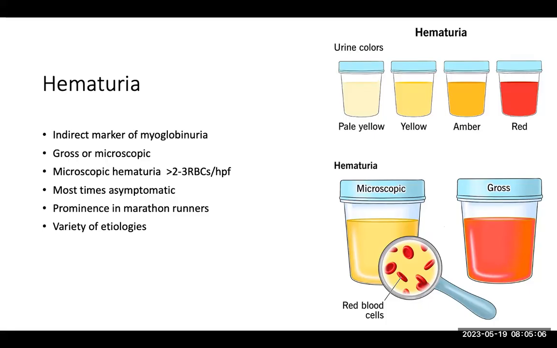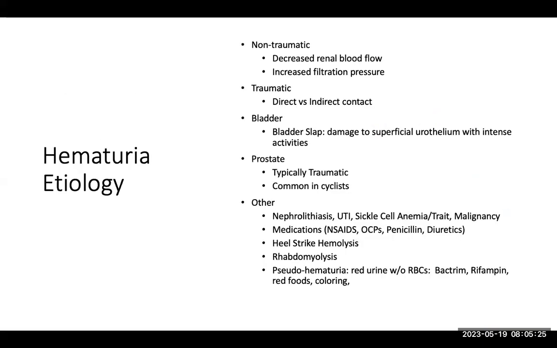And in our athletes, it can be as high as 75%, and it's fairly prominent in our ultra endurance athletes. The etiology of hematuria in general can be for a variety of reasons, which I'll discuss on the next slide. So I have a lot of the etiologies listed below. We'll just go one by one.